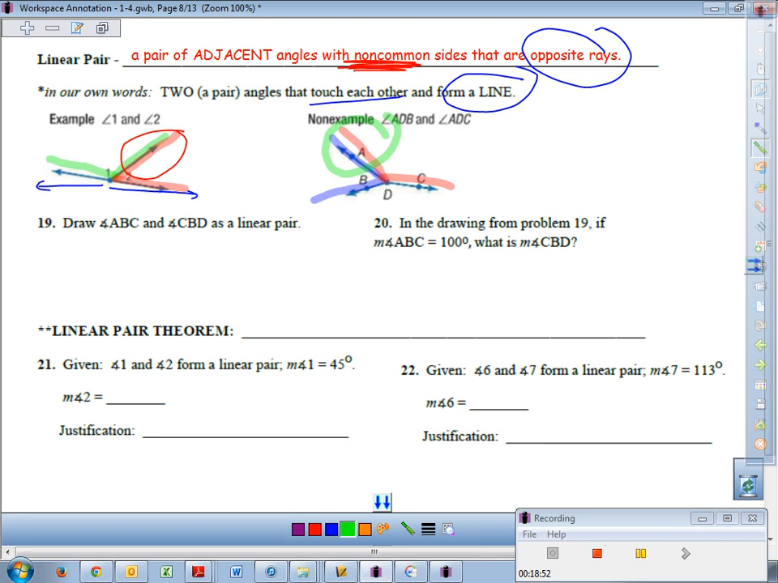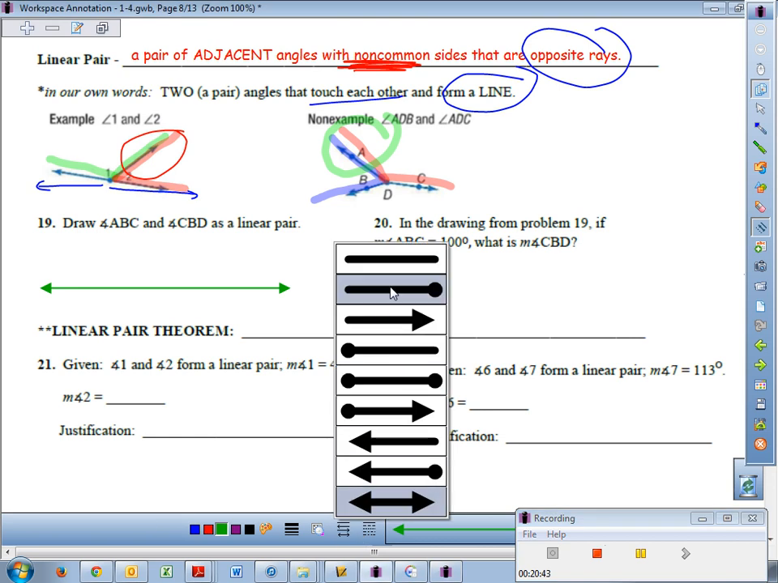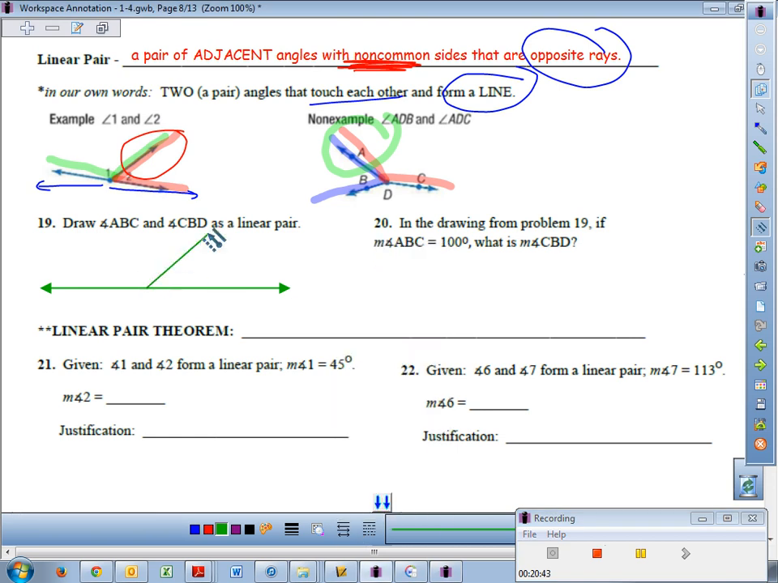Okay? What's so great about it? Well, let's draw angle ABC and angle CBD as a linear pair. Why don't we start real easy? Do we know what shape will appear when we're all said and done? Why don't we draw a line to start with? Green line, arrows. Nice and neat. Start with a line. So, there's my line. To draw a linear pair, the next thing you do is you just take a ray and you go straight off of it right there.